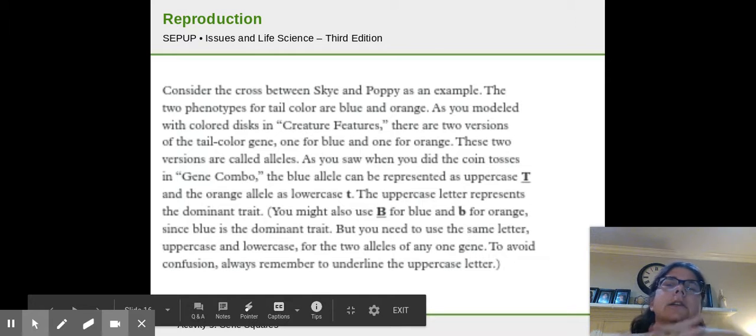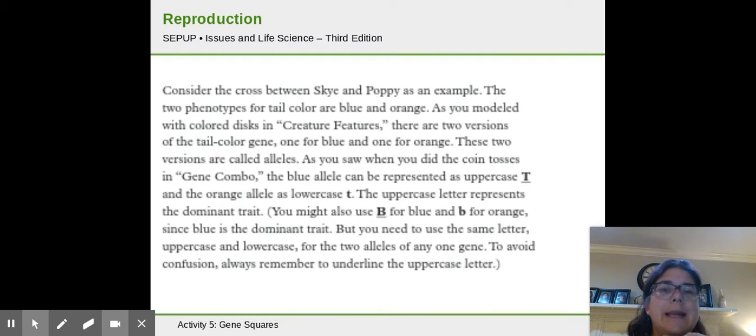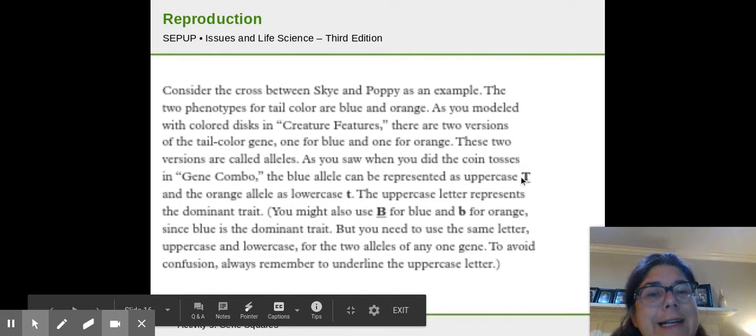So now we're going to consider this cross between Sky and Poppy as an example. The 2 phenotypes for tail color are blue and orange. As you modeled with the colored discs and creature features, there are 2 versions, one for blue and one for orange, and these versions are called the alleles. As you saw when you did the coin tosses in activity 4 gene combo, the blue allele can be represented as an uppercase T and the orange as a lowercase t.